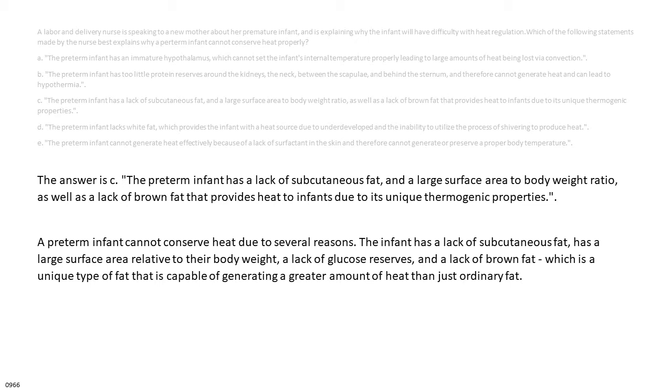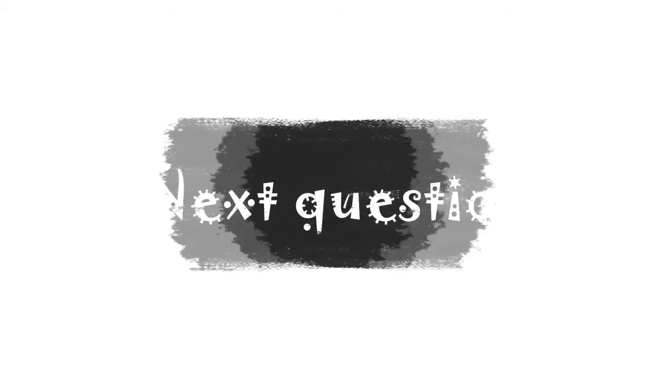The infant has a lack of subcutaneous fat, has a large surface area relative to their body weight, a lack of glucose reserves, and a lack of brown fat, which is a unique type of fat that is capable of generating a greater amount of heat than just ordinary fat.